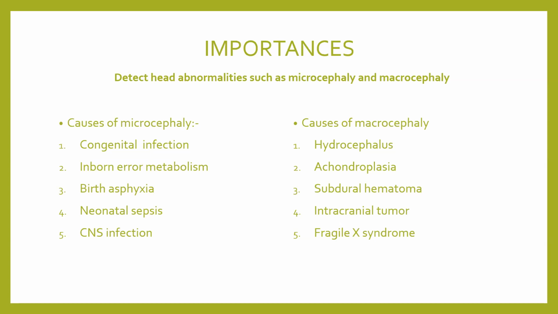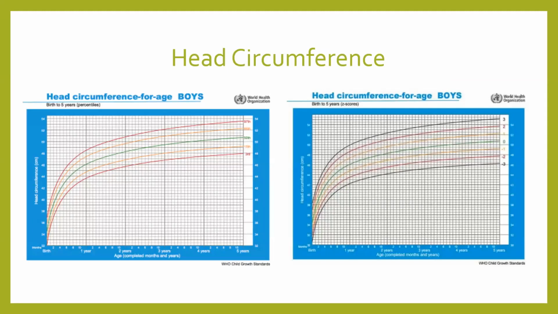So next, for head circumference, same as the weight and also the height, we have the percentile and also the Z score. Usually, a normal baby is born with a head circumference of about 35 centimeters.